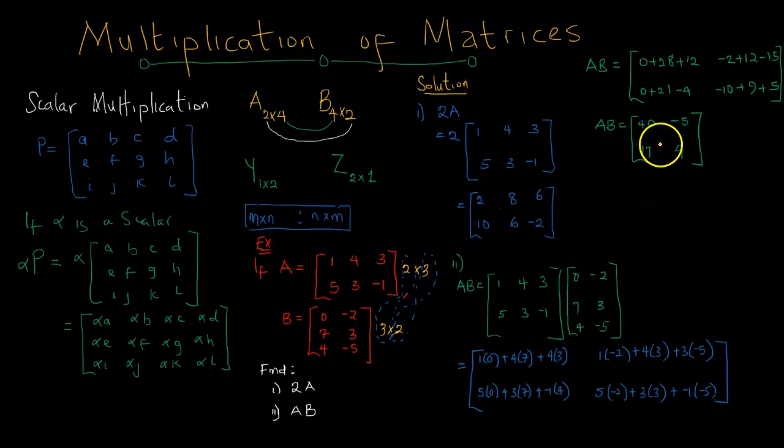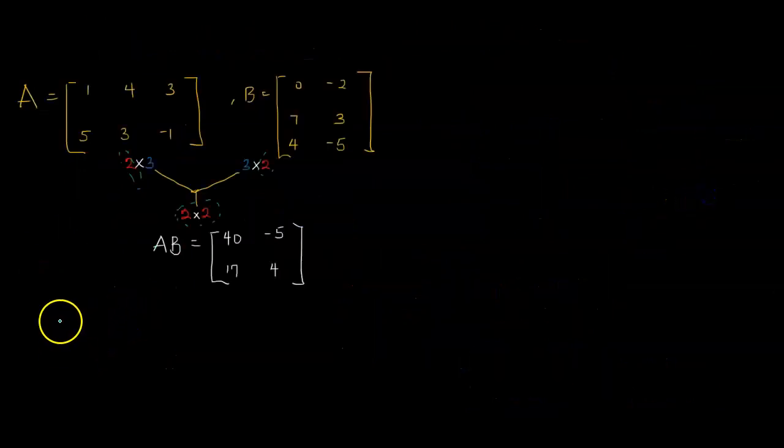It is clear that this matrix is a 2 by 2 matrix. AB is a 2 by 2 matrix, which we got by multiplying a 2 by 3 matrix with a 3 by 2 matrix. So we can conclude that whenever an M by N matrix multiplies an N by M, we would always get an M by M.